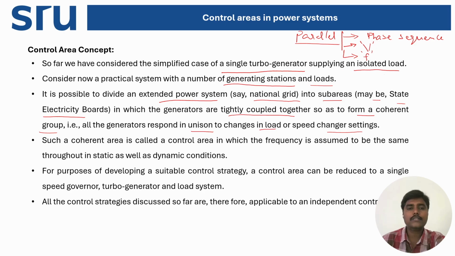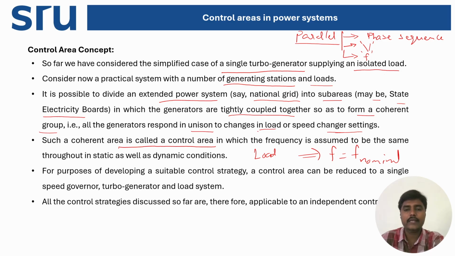That's why all the generators in the state electricity boards, the national grid, or the entire power system should respond similarly to any changes in the load or speed changer settings, and all the generators are electrically connected in parallel to each other. Such a coherent area is called one control area, in which the frequency is assumed to be the same throughout, in static as well as dynamic conditions. That means irrespective of load condition, the frequency always needs to be maintained constant, equal to our nominal frequency.